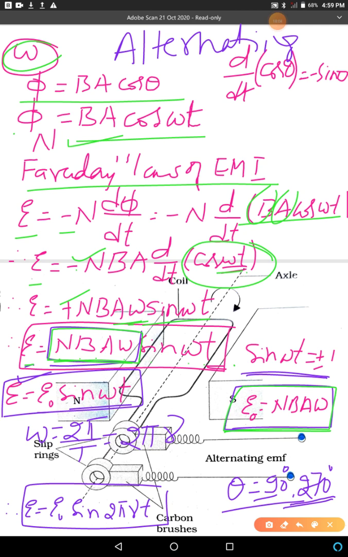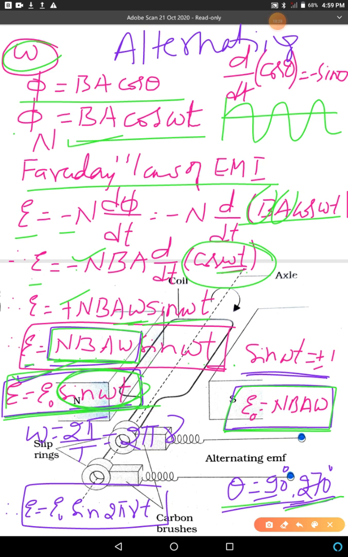This is when theta is 90 degree or theta is 270 degree. Therefore, if we put epsilon naught in place of NBA omega, epsilon will be equal to epsilon naught sin omega t. That means the induced EMF epsilon varies as a sine function. Sine wave looks like this, and the EMF varies like a sine wave.